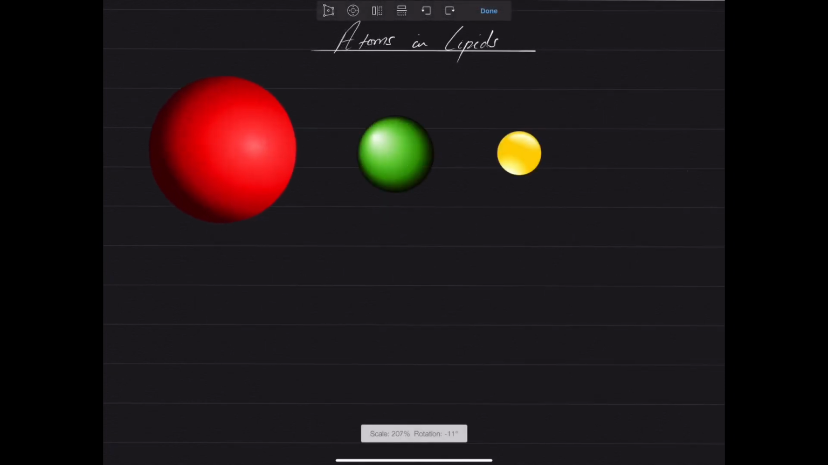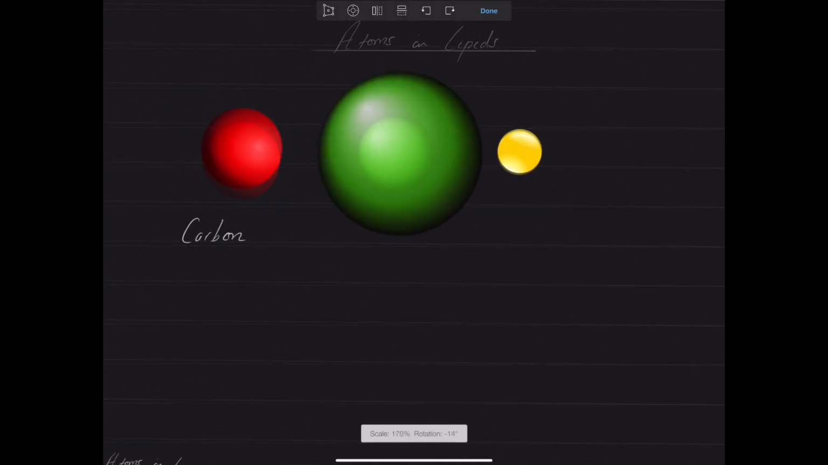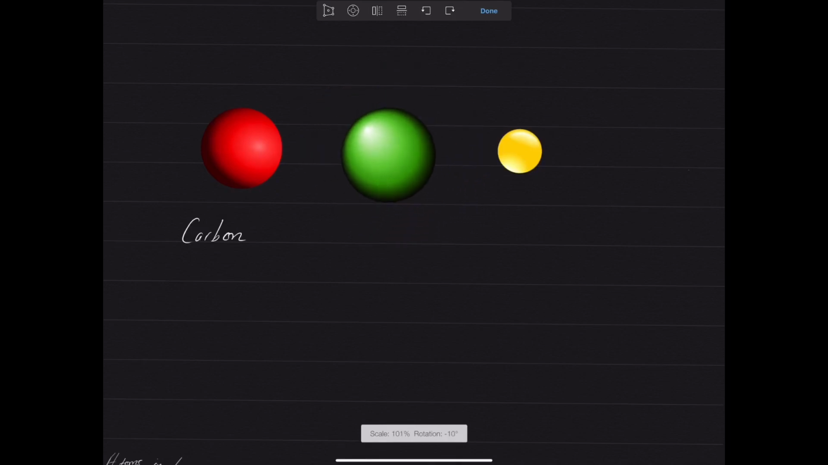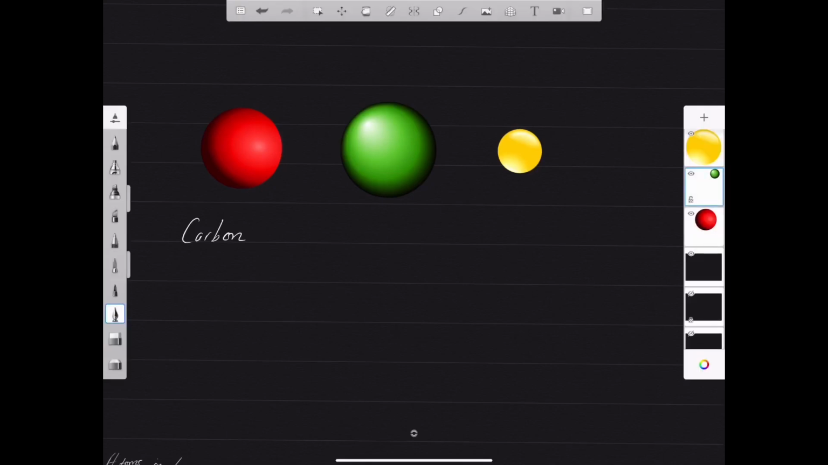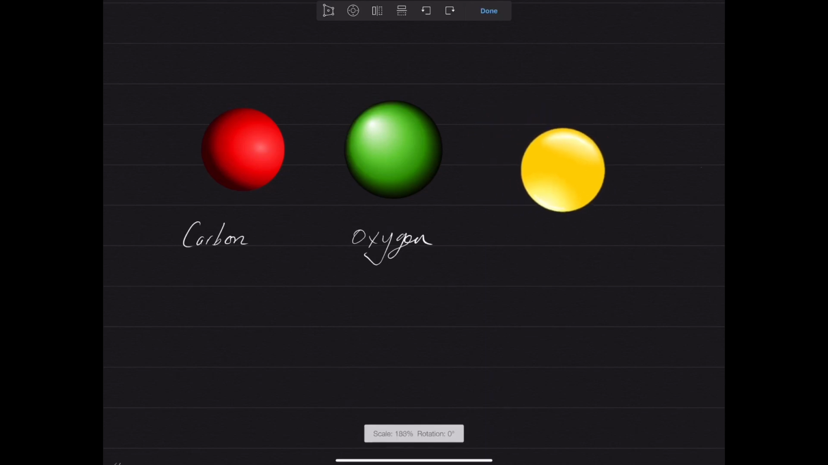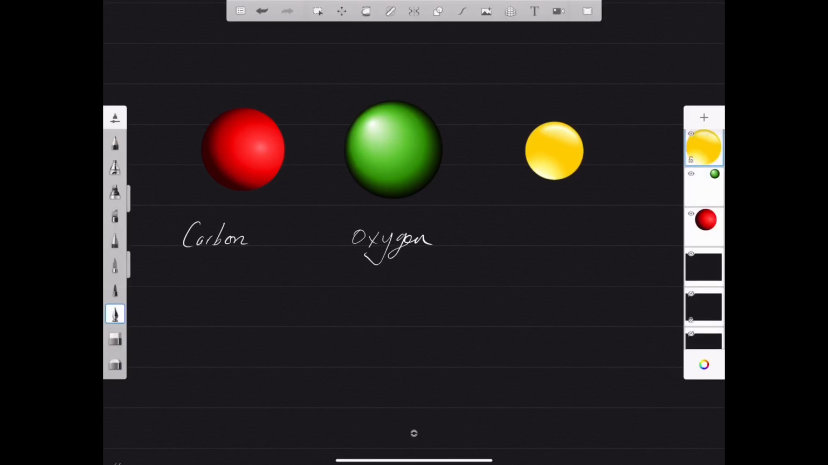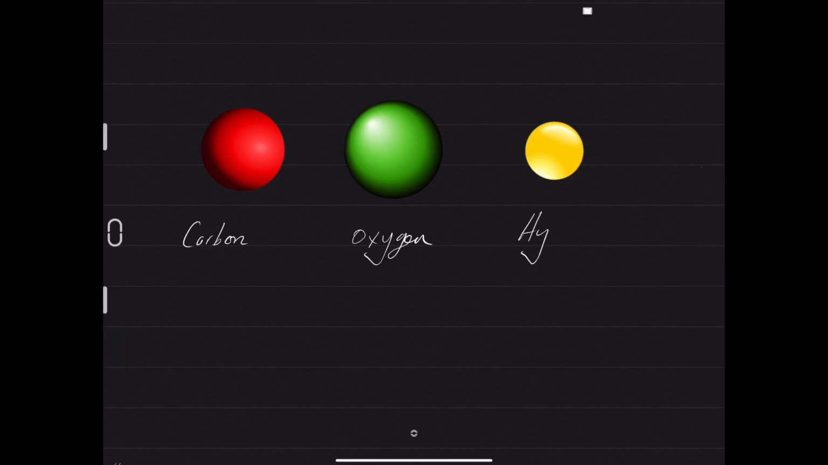The first atom we're seeing here is the carbon atom. Then we see an oxygen atom, the one in green. And finally we will see the hydrogen atom, the third atom which makes up lipids. So could you just put down on your diagram that lipids are made up of carbon, oxygen, and hydrogen.